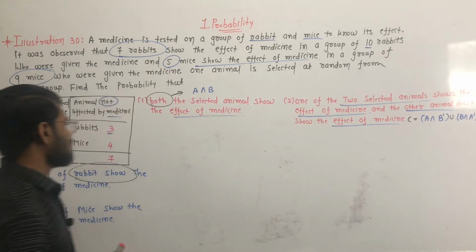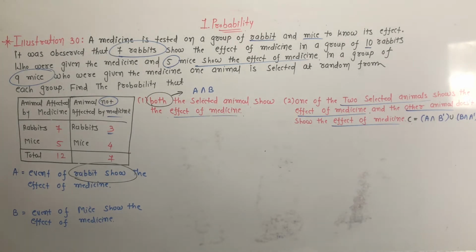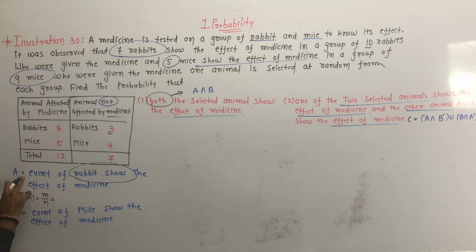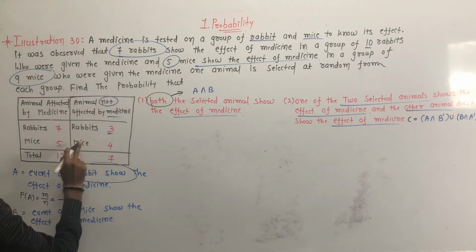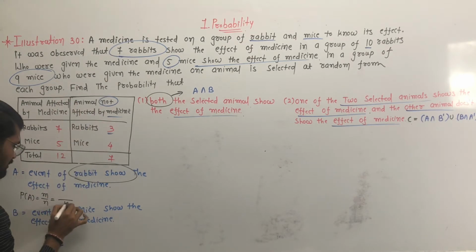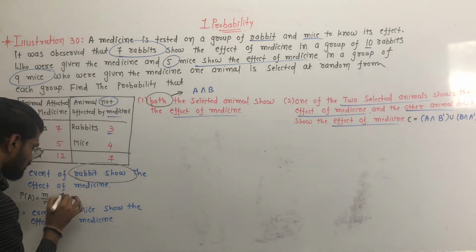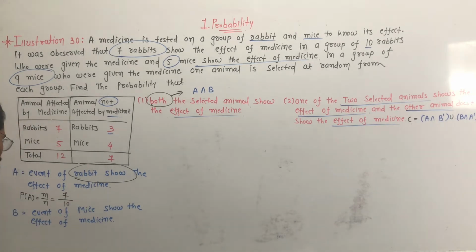Okay, clear? First of all we have to find the probability of event A and B. Probability of an event is equal to M by N. Event A is that the rabbit shows the effect of the medicine. Total number of rabbits is 10, 7 plus 3 is equal to 10. But out of these 10 rabbits, only 7 rabbits show the effect of the medicine. So our M is equal to 7, and the probability of event A is equal to 7 by 10.